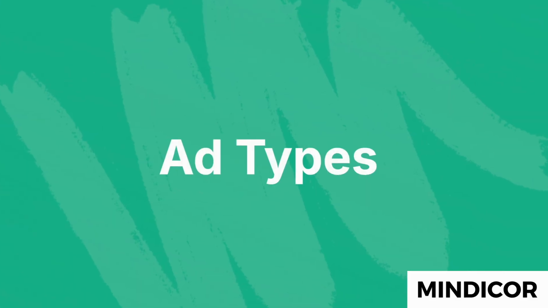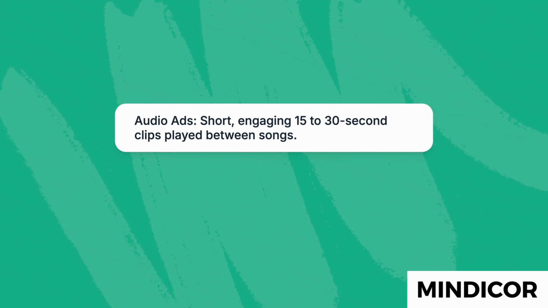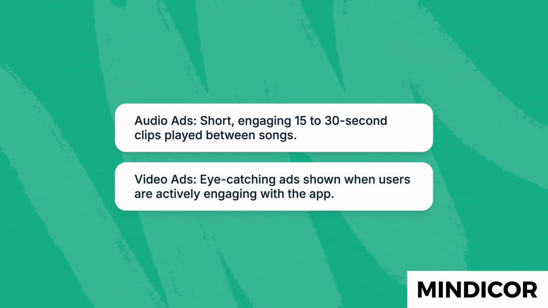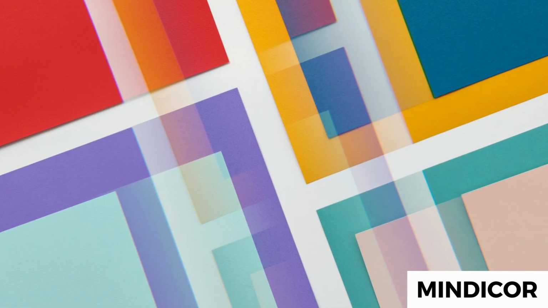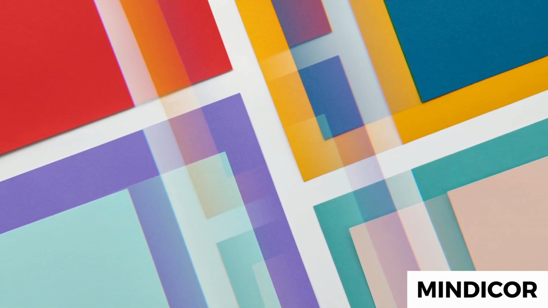Ad types. Here are the different types of ads you can choose from. Audio ads: short, engaging 15 to 30-second clips played between songs. Video ads: eye-catching ads shown when users are actively engaging with the app. Podcast ads: seamlessly integrated into popular podcast episodes. Display ads: attract attention with banners, overlays, and homepage takeovers.